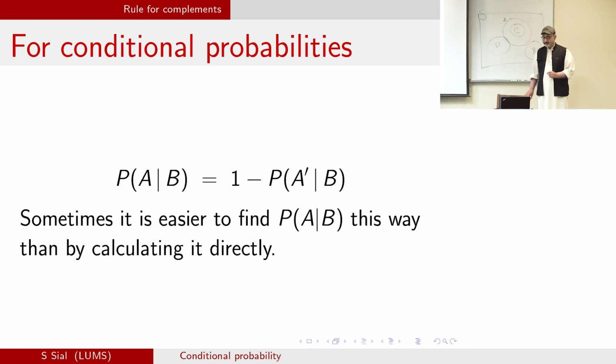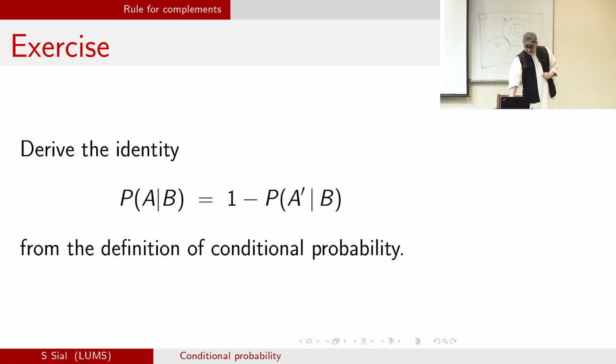So for conditional probabilities, the probability of A given B is equal to 1 minus the probability of A complement given B. And once again, perhaps finding the probability of A given B is more difficult than finding the probability of A complement given B. So you find the probability of A complement given B first in such a case, and then you find the probability of A given B as 1 minus the probability of A complement given B. Okay? And directly from the definitions, you should be able to.